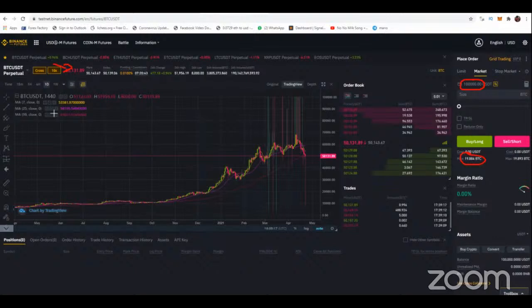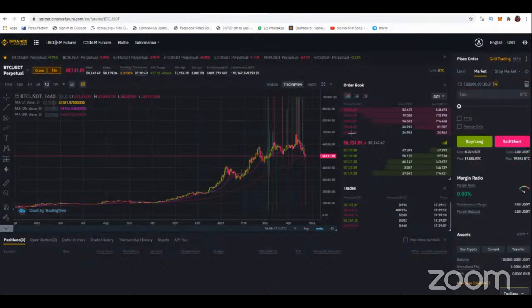But because our account is leveraged right here by times 10, we are able to buy almost times 10 of that, which is about 19 Bitcoin right here. We can buy 19 Bitcoin, or we can sell 19 Bitcoin.